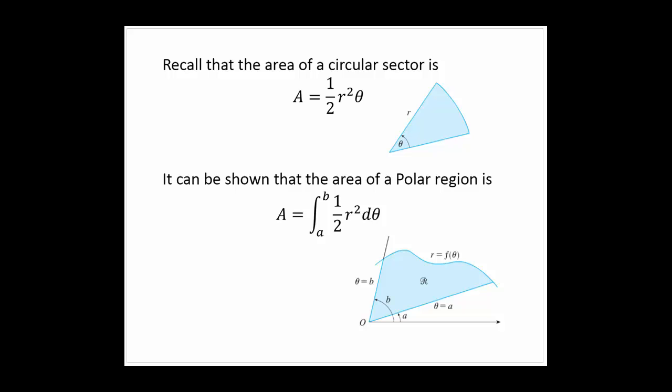It can be shown, and there's a proof in the textbook, that the area of a polar region is defined as the integral from a to b of 1/2 r squared d theta, where a and b are, in a sense, angles at the beginning and the end of the polar region, and r is a function of theta.